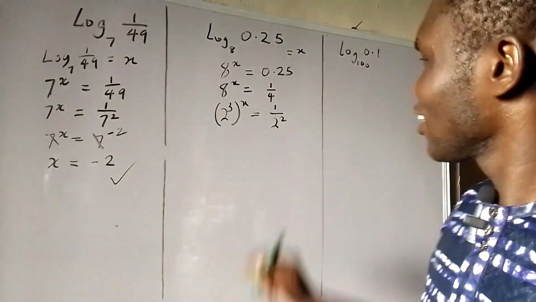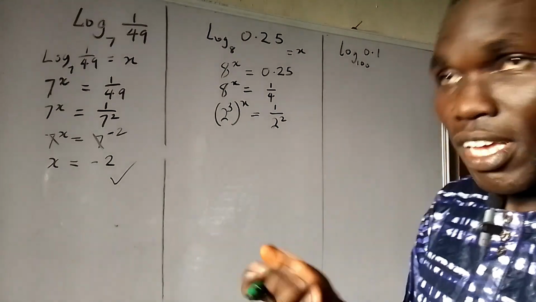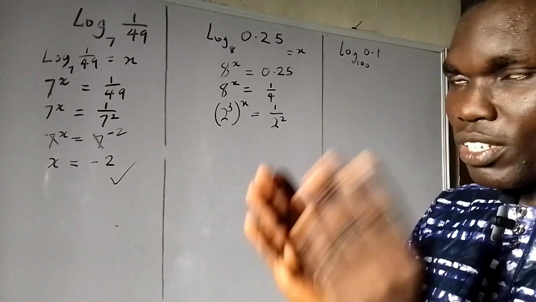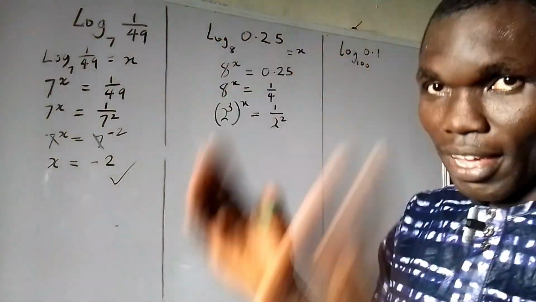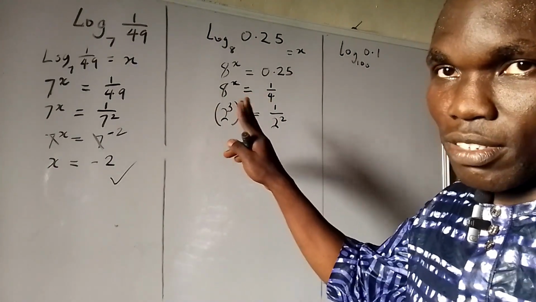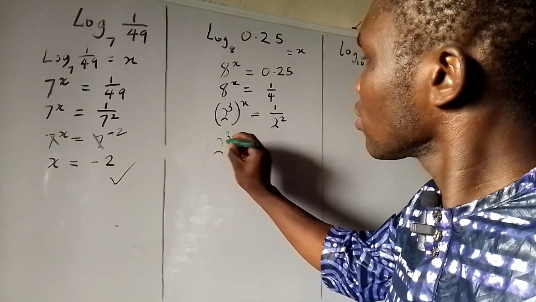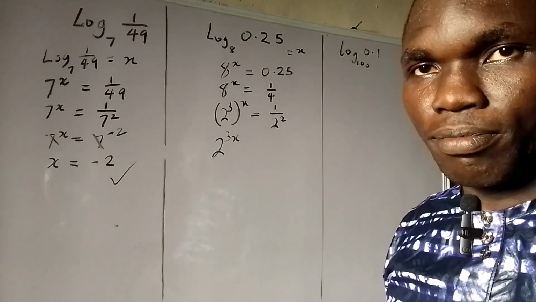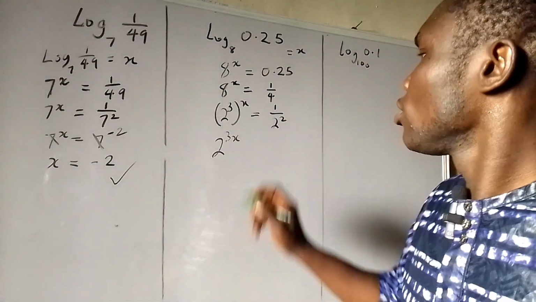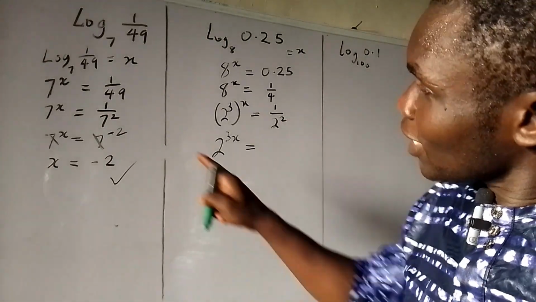Yes. So now remember indices. When you have two powers separated with a bracket, you are going to multiply the two powers. So I have 2 raised to power 3x. Don't forget your laws of indices. We also use them in logarithm. So it's equal to what I did here.